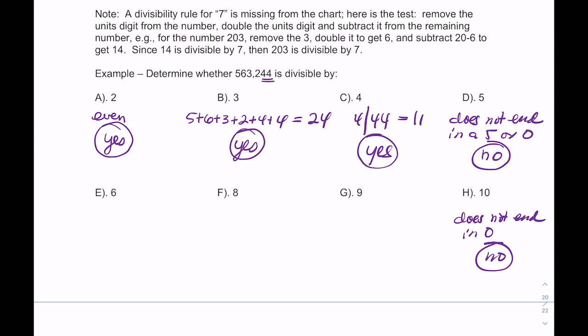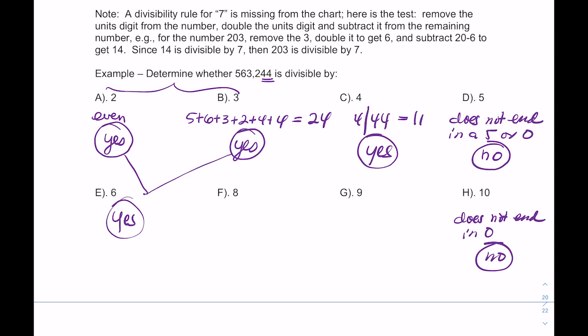In letter E, remember it's a combination of A and B. So if you want to tell if a number is divisible by 6, it has to be even, which it is, and it has to be divisible by 3, which it is. It was a yes for both of those, so it's a yes for letter E.